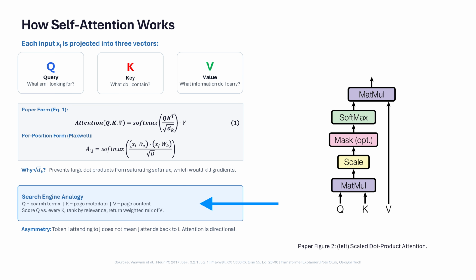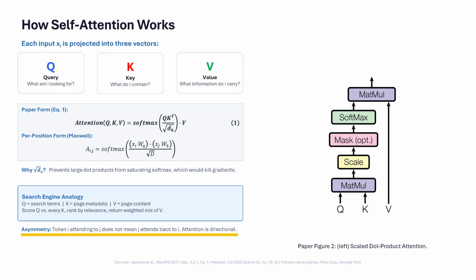One way to think about the whole process, it's like a search engine. Your query is the search terms that you typed in. The keys are the indexed metadata on every page. The values are the actual page content. The engine scores your query against every key, ranks by relevance, and returns a weighted mix of the top content.